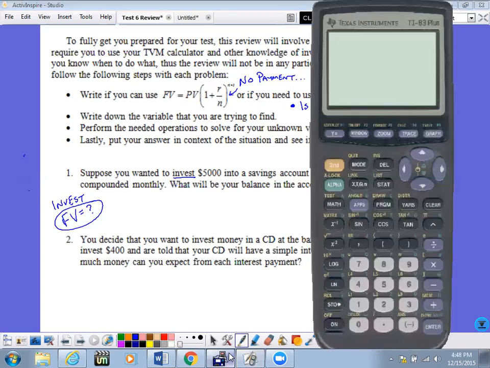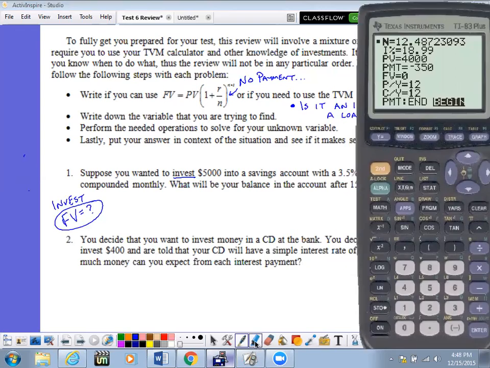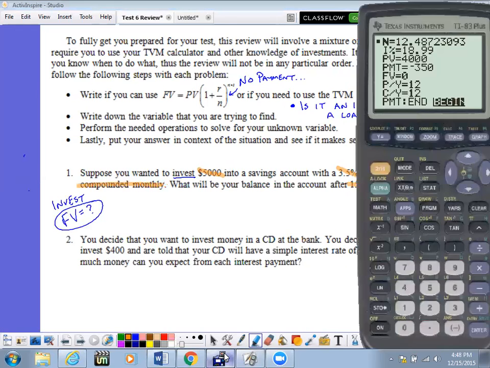So I pull up my calculator. I go to my TVM calculator and I can plug these things in. I'm not going to do this every time, but one thing you might also consider doing before I go to the calculator is just highlighting the important information. $5,000 into a savings account, 3.5% interest, 15 years. You got this idea of compounded monthly. All of those are some keywords that you're going to need to be able to understand how to use with your TVM calculator, your time value money calculator.